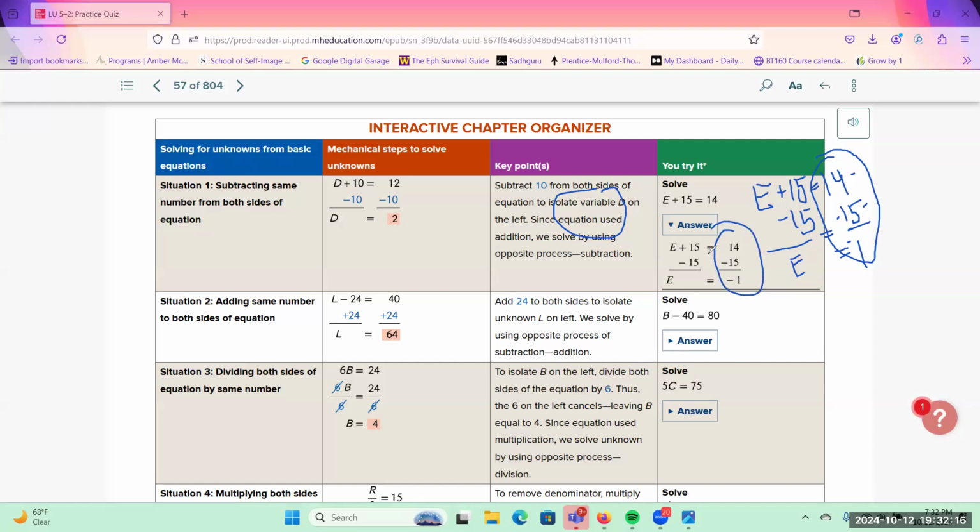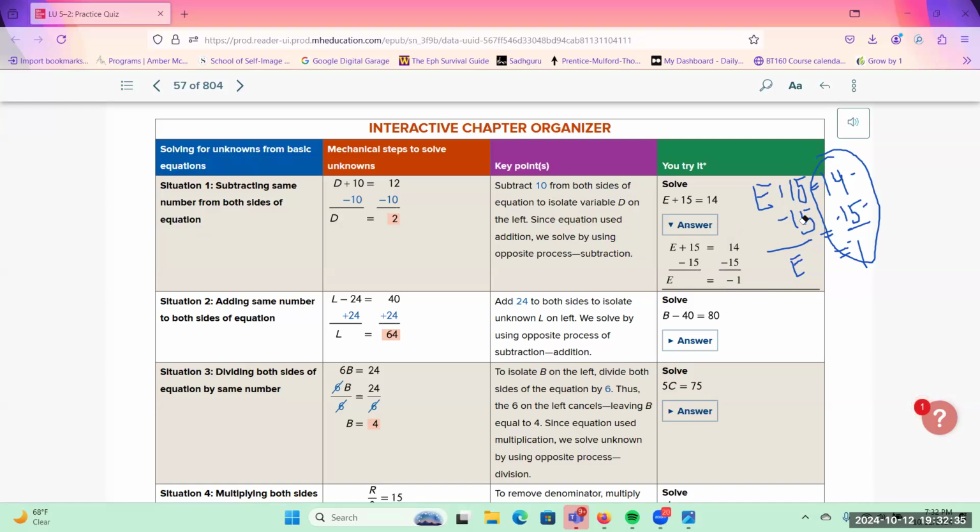When you're doing your problems in your Connect, the practices, the assignments, and the homework, if you miss that positive negative sign, you will miss the problem. So always make sure that you take a look and see where your higher number is. Okay, so that's just one example from your chapter organizer.